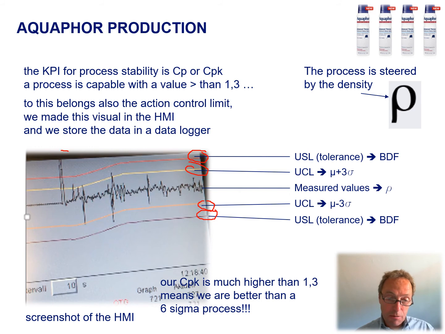So here this was the starting point. When we start from zero, the process makes a peak, but it was very fast that the process came under control. And when you calculate the CPK now, you see that the CPK is higher than 1.33, also higher than 2, meaning we are better than a 6 sigma process. The other way around, we have a very stable process, which of course is good.